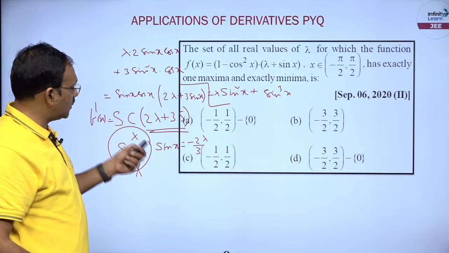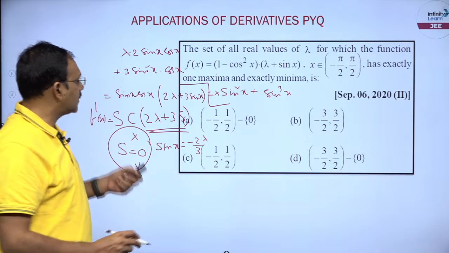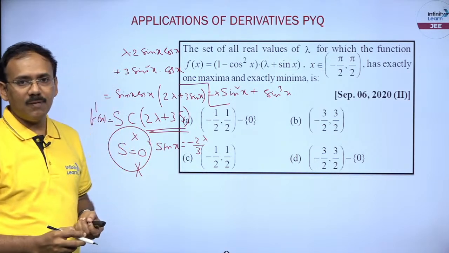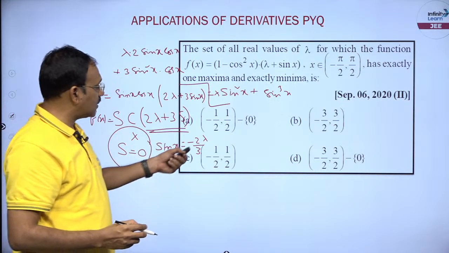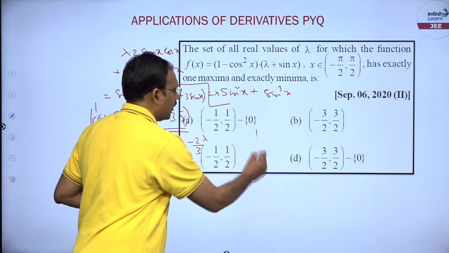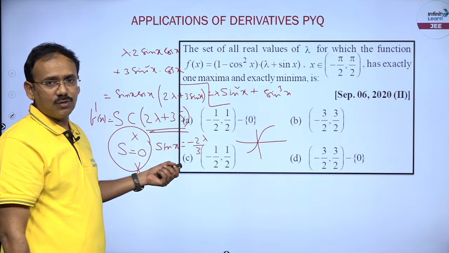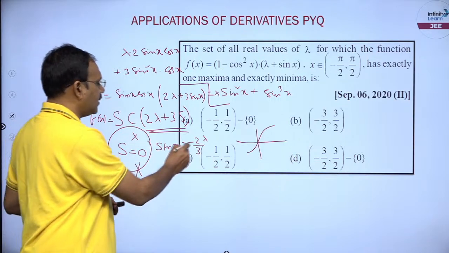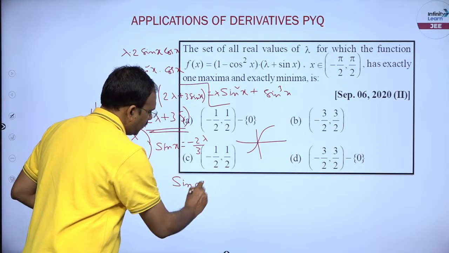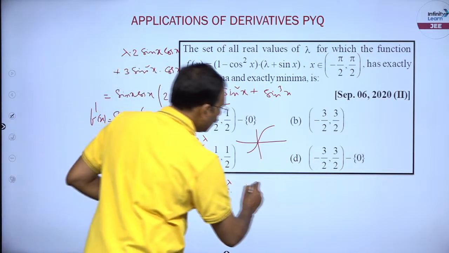So sin x is equal to minus 2 lambda by 3. Lambda should be so chosen that there must be one maxima and one minima, right. So friends, if lambda is positive, there will be one solution in minus pi by 2 to pi by 2, because the sin function from minus pi by 2 to pi by 2 is a monotonic function. If lambda is negative also, there will be one solution. So finally there exists one and only one number alpha such that sin alpha is equal to minus 2 lambda by 3.